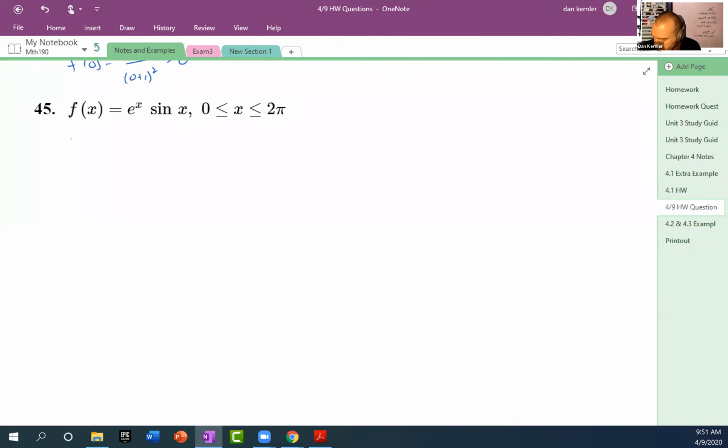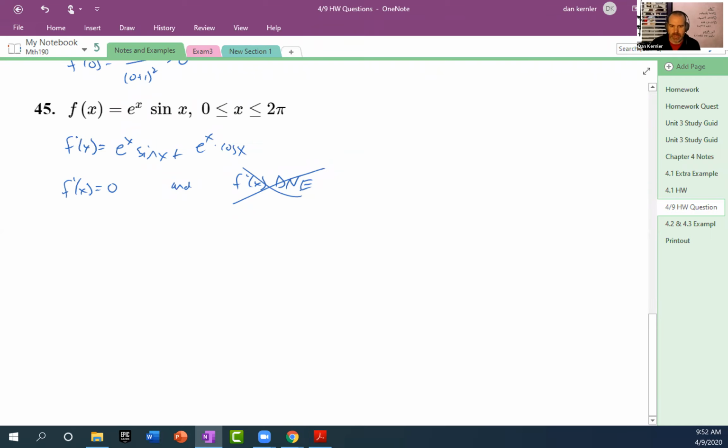All right, let's find the derivative then. We'll need the product rule. The derivative of e to the x is e to the x times sine of x plus e to the x times the derivative of sine of x, which is cosine of x. And we want to set that equal to 0, and then also determine where it does not exist. In fact, e to the x, the domain is all real numbers. Sine of x, the domain is all real numbers. Cosine of x, the domain is all real numbers. So the derivative always exists. It's never undefined.